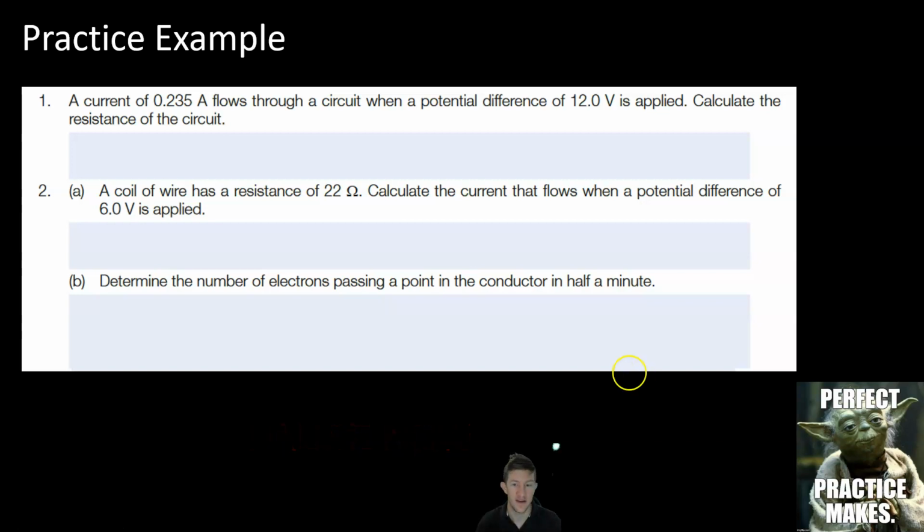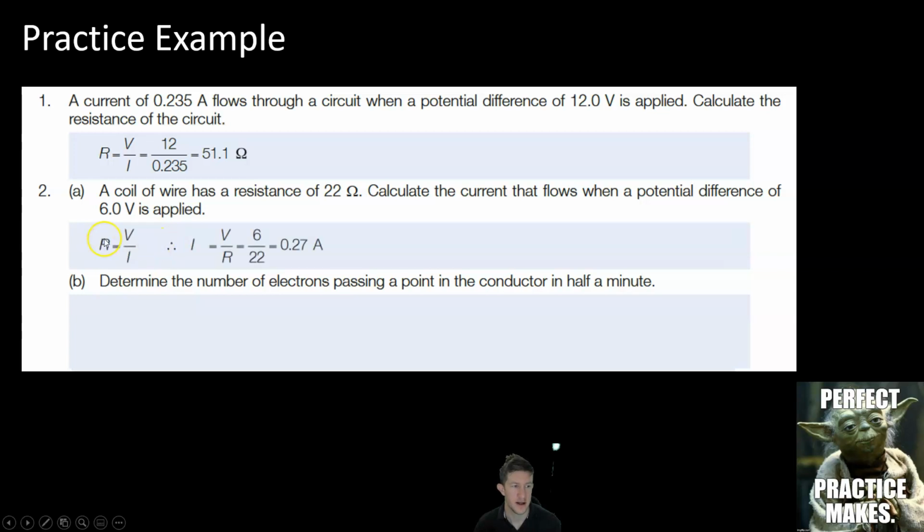Okay, hopefully you've had a go at this. Let's look at some answers. So the first one, you rearrange the VIR, so resistance is equal to V over I. 12 divided by 0.235, because that was amps, so it's already SI units. Plug it in, 51.1 ohms. So again, remember we had 3 sig figs in this case, so our answer should be 3 sig figs. And ohms is the unit.